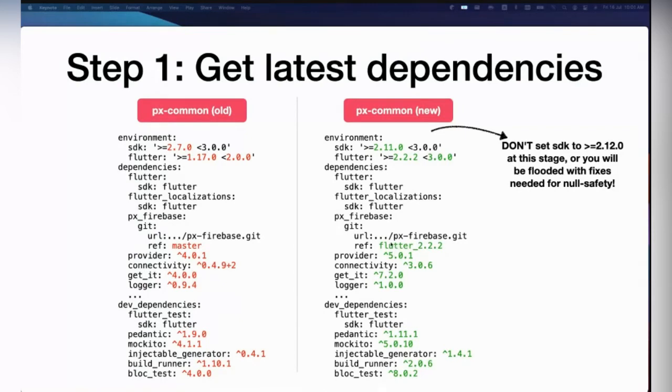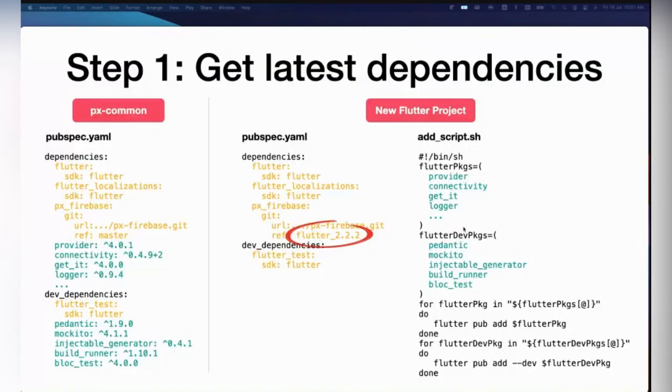One thing to take note of over here that I forgot to mention is that, because px common depends on px Firebase, we need to make sure that px Firebase has already had a branch where refactoring to Flutter 2 has been done. Because when you depend on it, you want to make sure that you are referencing the correct branch. The reason why we also do this in a separate branch is so that until we are completely comfortable that refactoring has been done properly for all the repositories, we can keep it separately rather than pushing it to master and breaking everything.